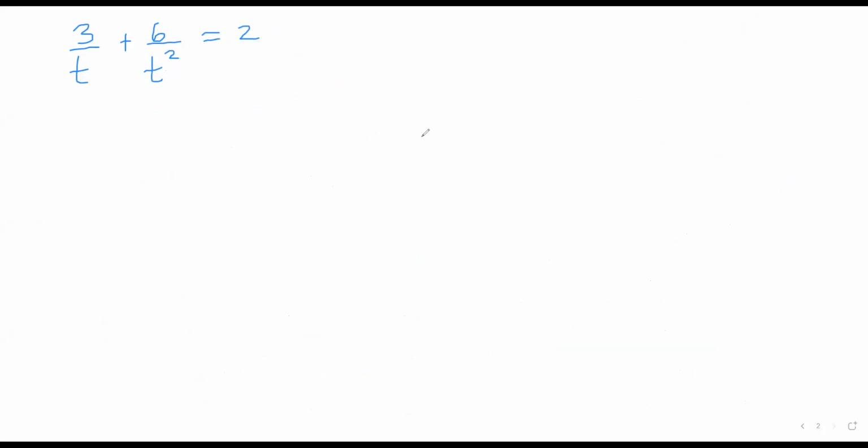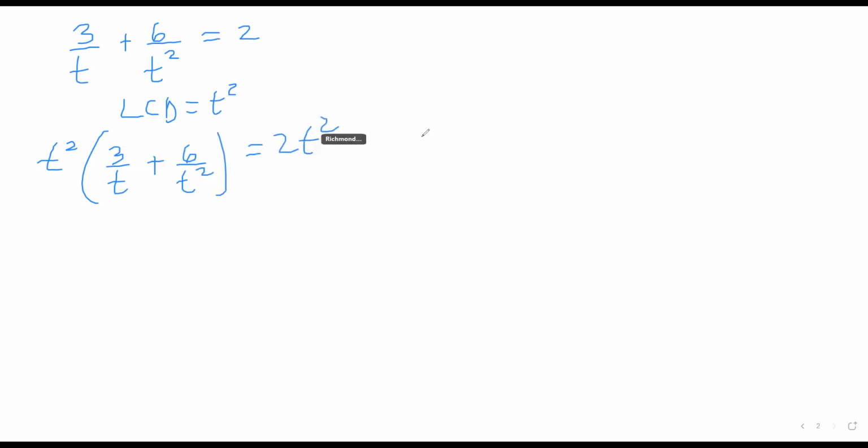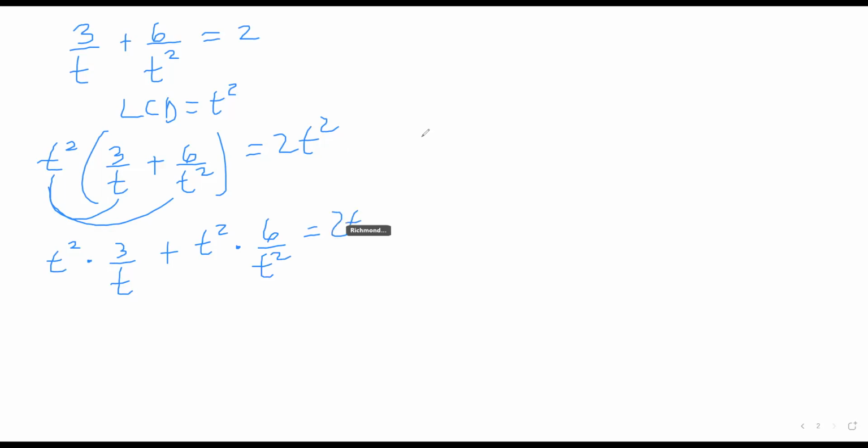Now I have, for the denominators, t and t squared. So my LCD is going to be t squared. So I'm going to multiply through everything by t squared. So t squared times everything on the left equals 2 times t squared. Now t squared times this, t squared times that. So you have t squared times 3 over t plus t squared times 6 over t squared equals 2t squared.